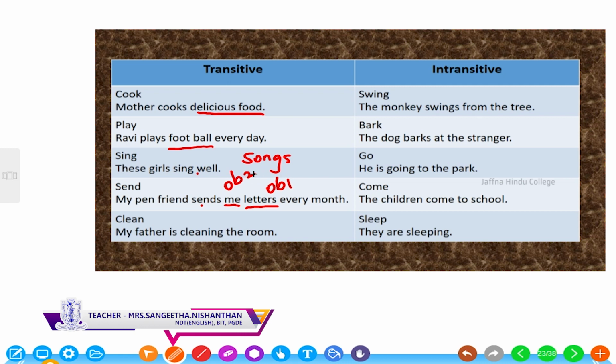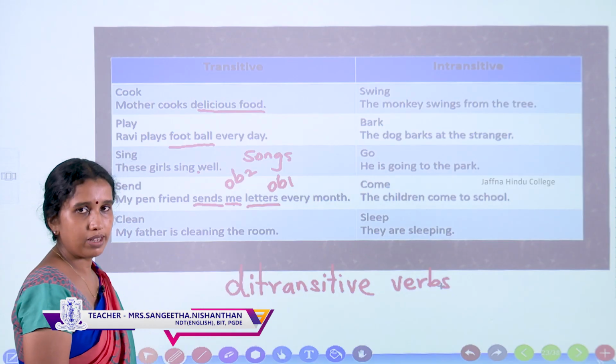When we ask what does my friend send, the answer is letters. And to whom does my friend send letters? The answer is me. So, we can get two objects here. These verbs are called ditransitive verbs. Here the verb send acts as a ditransitive verb. That means they give two objects in one sentence. Ditransitive verbs. So, you can make two passive forms here.